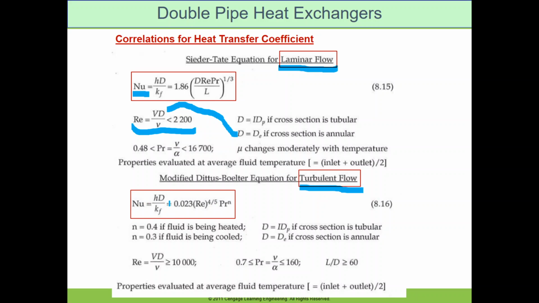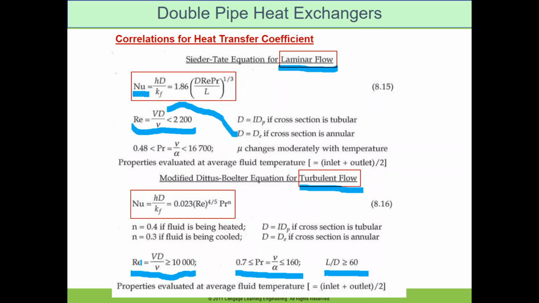The flow is called turbulent for the thermal case when your Reynolds number is greater than or equal to 10,000. If it is so, then we use the turbulent flow correlation, and it is valid under these conditions: L over D is greater than 60 and the Prandtl number is more than 0.7 and less than 160.